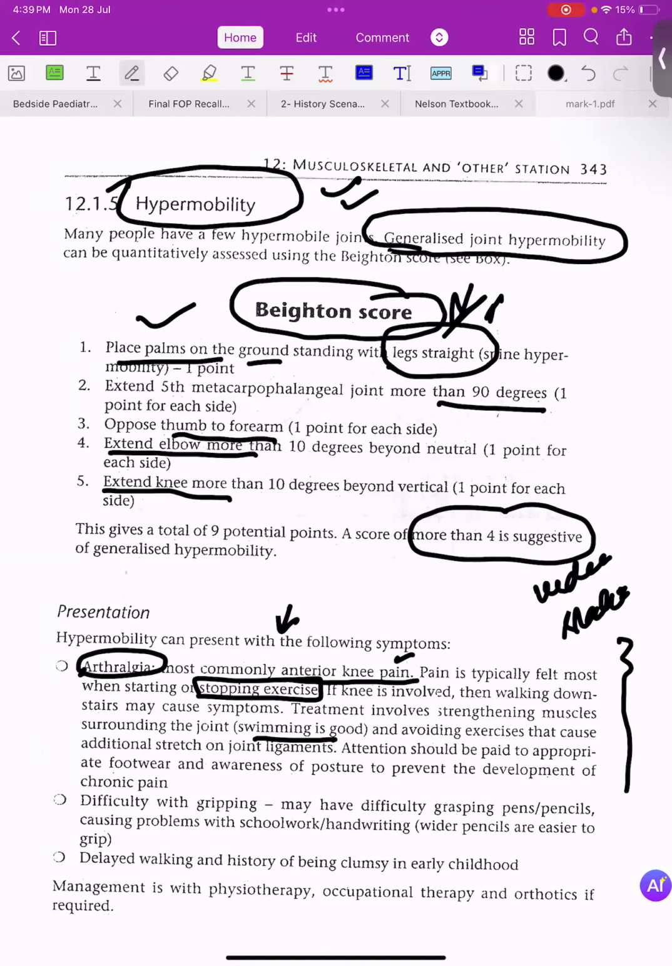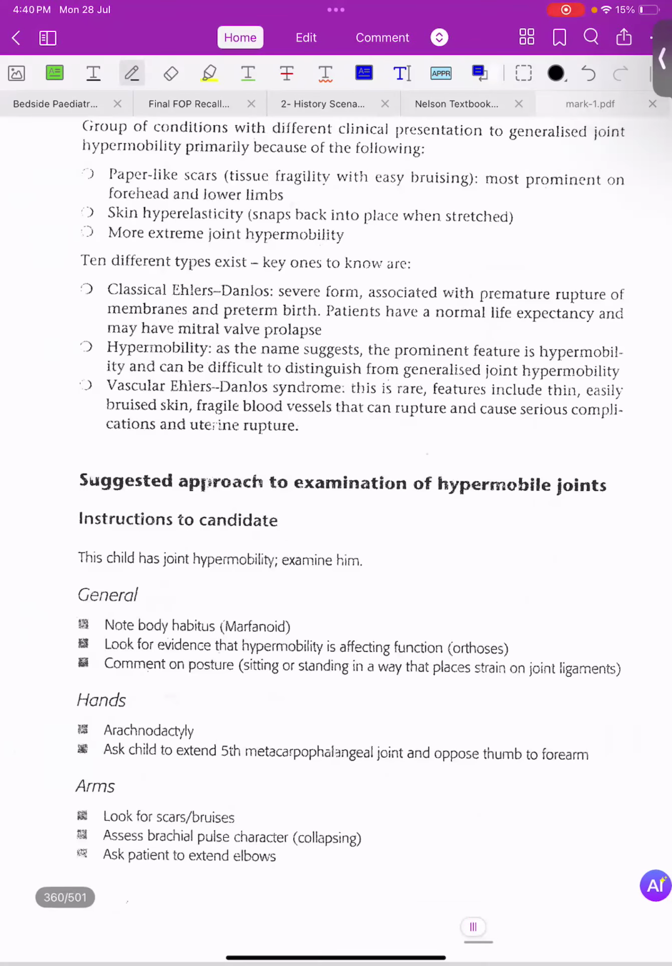Okay, difficulty with gripping, that is, if there is positivity in the fifth small finger or in the thumb. Okay, delayed walking, that is present. So this is the scenario you may get for your generalized hypermobility. Just we have to make a differential of Ehlers-Danlos syndrome or Marfan syndrome.